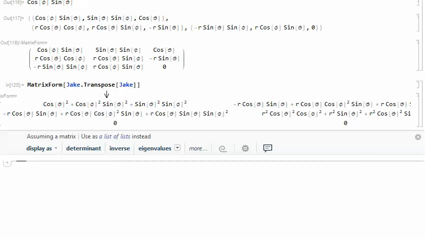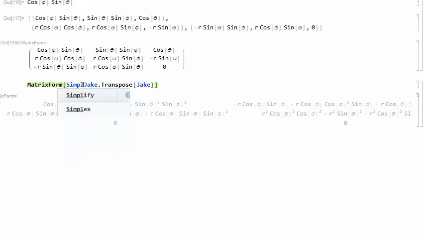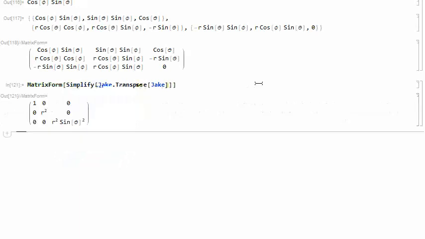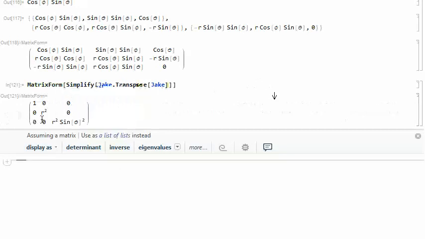So why didn't that simplify? Probably because Mathematica doesn't simplify unless you tell it to. So let's put Simplify in there, because there's no reason it shouldn't. And boom: 1, 0, 0, 0, r squared, 0, and 0, 0, r squared sine squared theta. So what does that mean?